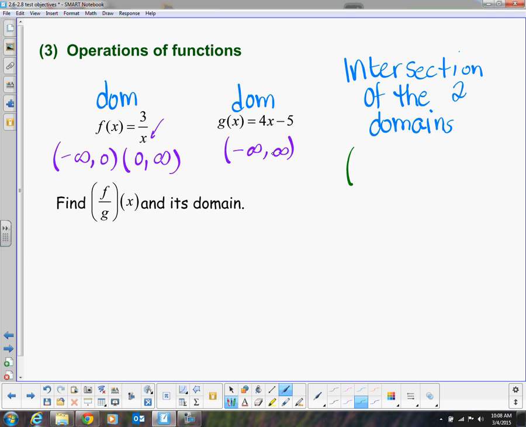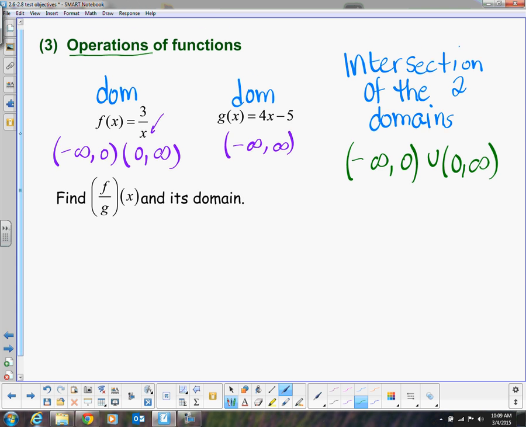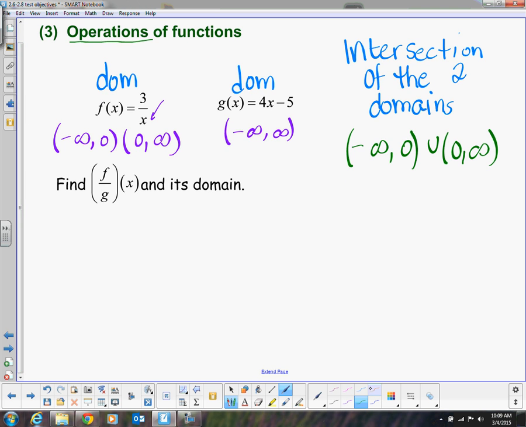Is this the intersection? Okay, what they have in common. The only thing they don't have in common is what? The 0. That's the only difference between those two domains. Now, that's the domain that we're going to work with, and that's going to be the domain for every operation unless after you do the operation it introduces new issues.